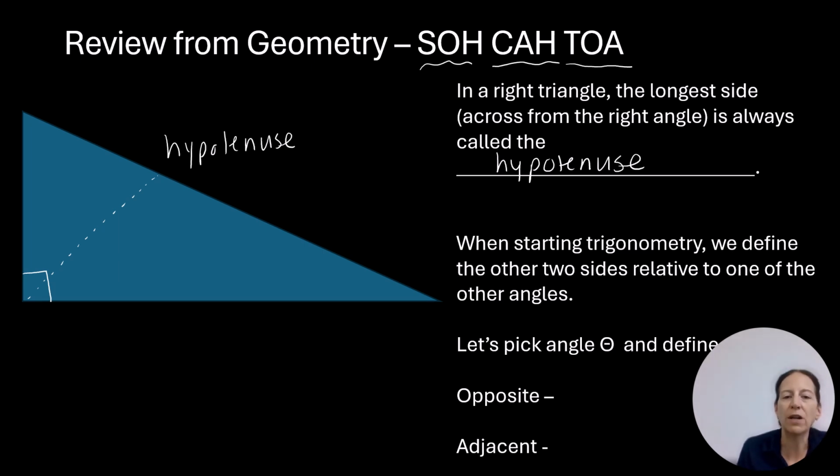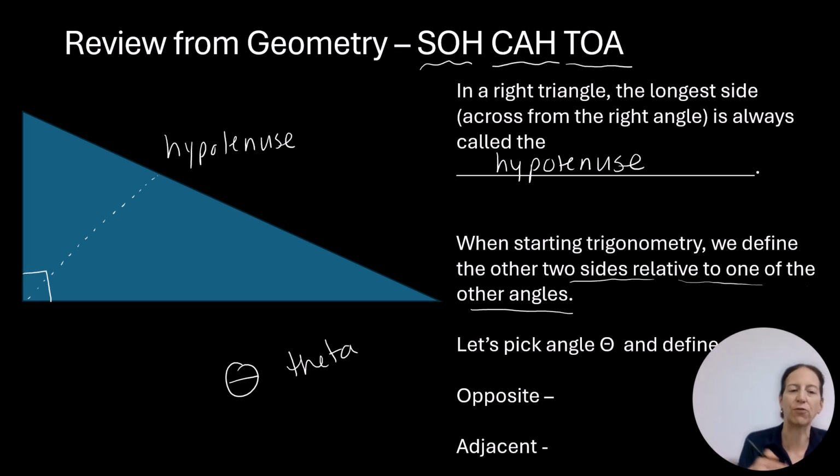When starting trigonometry, we define the other two sides relative to one of the other angles. And so we're going to use this symbol right here. This is the Greek letter theta. I know that in your geometry class, you would often label your angles with a capital letter. But typically when we're doing trig, we use Greek letters. And so that little circle with the line going across it is the Greek letter theta.